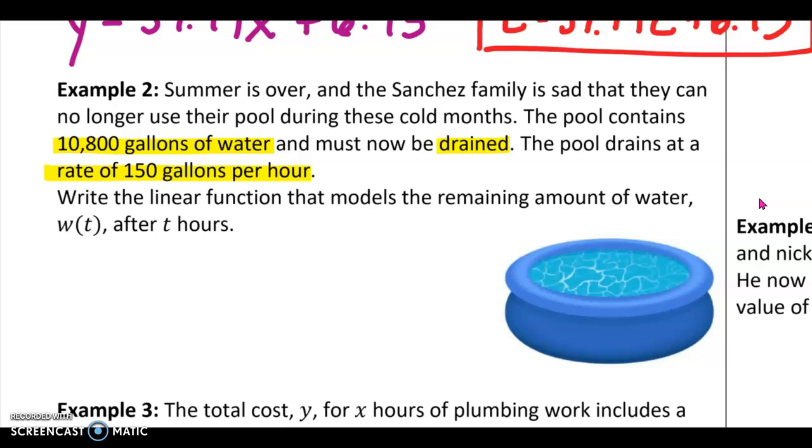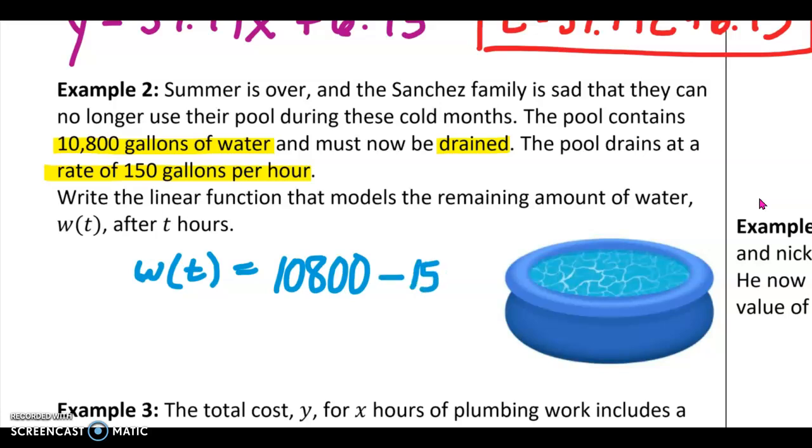So just like y and x, we have an f of x and x. We have w of t, which is like y equals, and then they start with this many gallons, 10,800, and it's draining, so minus 150 gallons per hour, which they use the letter T to represent hours. It says so right here.